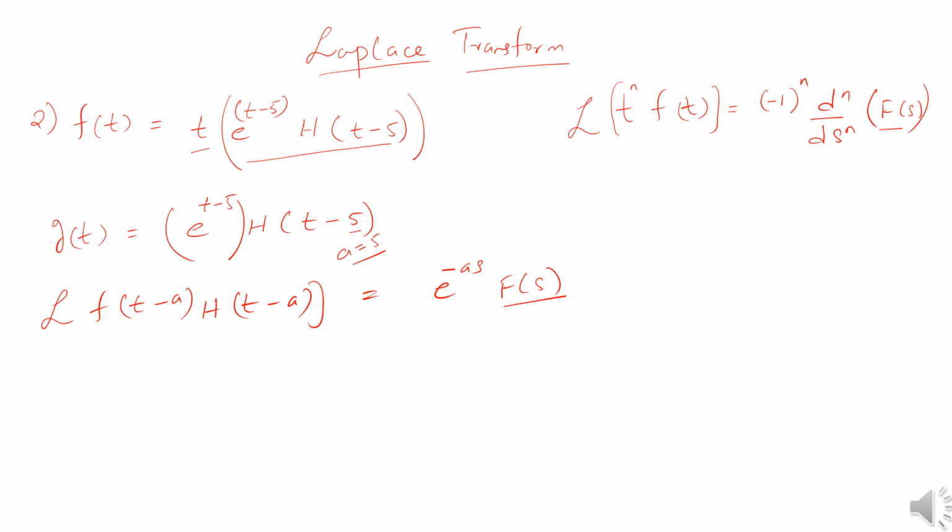Now first of all we will take the Laplace transform of this function, so we'll treat e to the power t minus 5 as e to the power t. So we know that the Laplace transform of e to the power t is just 1 over s minus 1. Now we will proceed to the next step, and we will see how to take the Laplace transform of the unit step function.